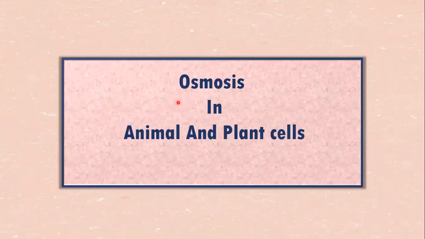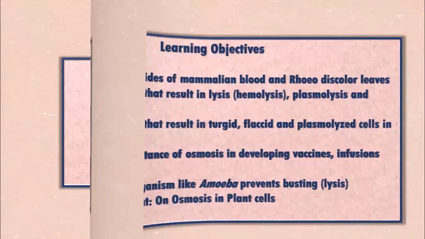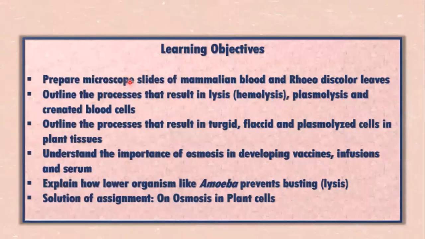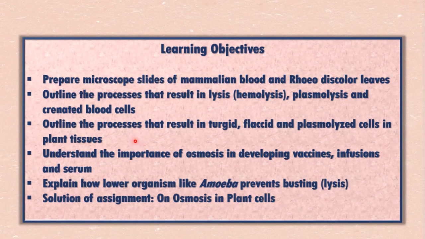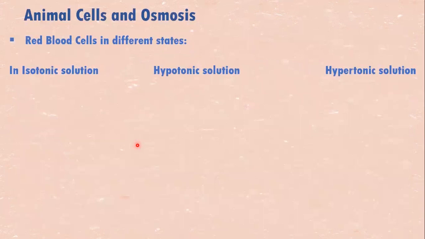Today we are discussing osmosis in animal and plant cells. Learning objectives. In this lesson you need to understand the terms related to osmosis, like hypotonic, hypertonic, isotonic solutions, water potential, osmotic potential, and the osmosis process itself, which we discussed in our last lesson. Let us begin by looking at osmosis in animal cells.